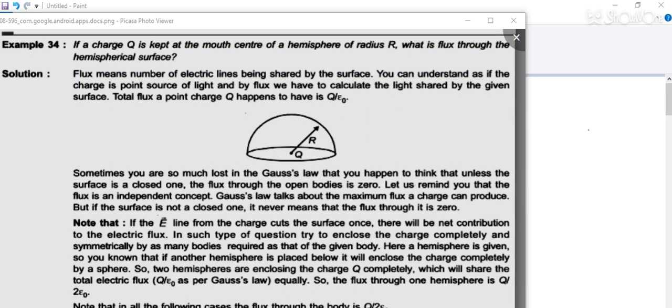In this session, we are going to discuss some of the questions that are based on Gauss law, but the surface is not enclosed in this type of questions. So, these types of questions are also important from the CBSE point of view as well as your entrance exam point of view.